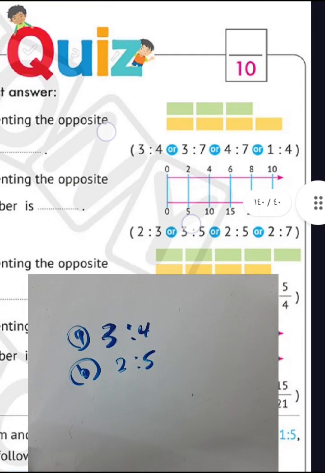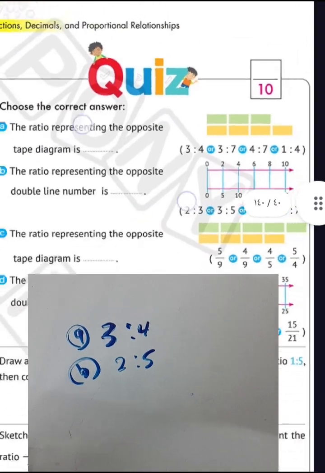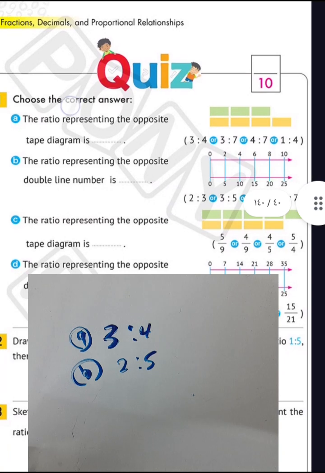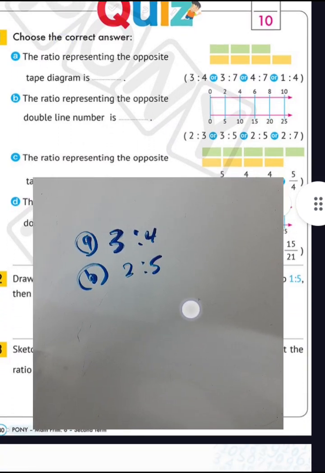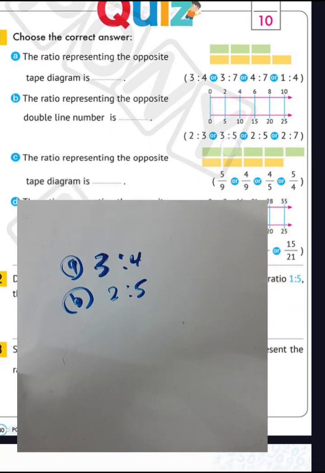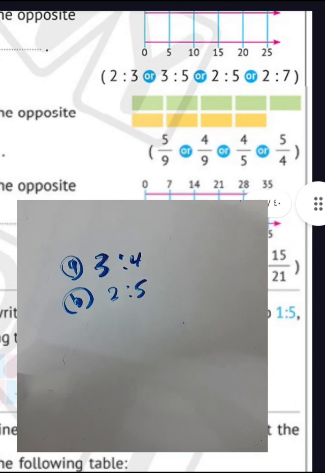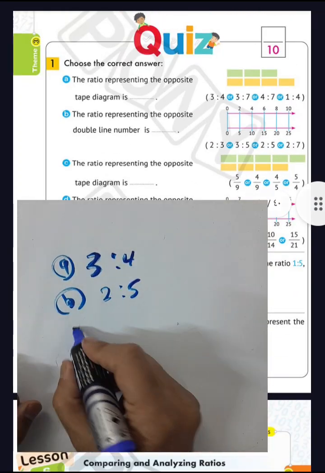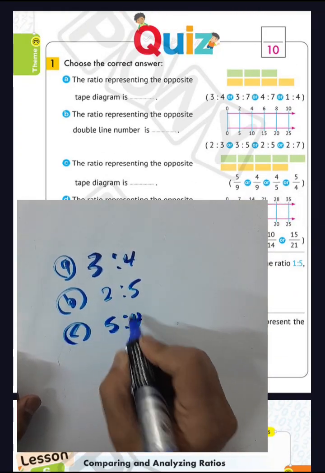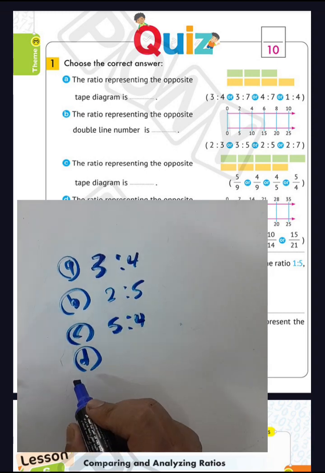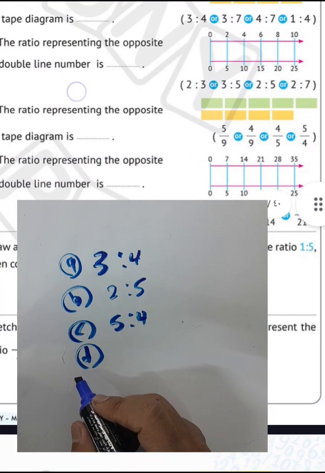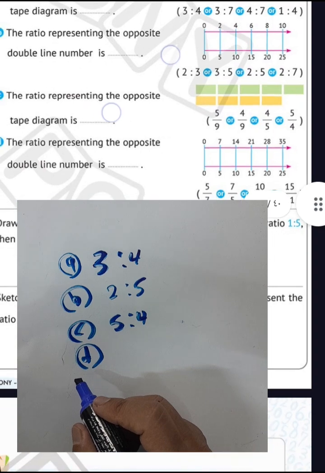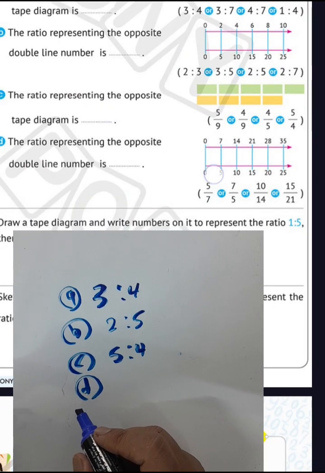Okay, next question: the ratio represented opposite, how many parts are colored in these models? 1, 2, 3, 4, 5, so 5 to 4. Question letter D: the ratio represented here is 7 to 5. It's very easy, 7 over 5.